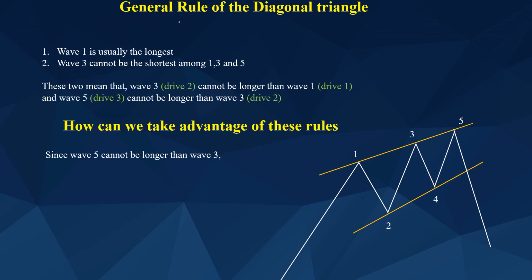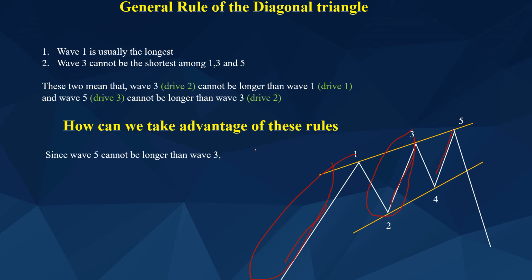So now, general rules of the diagonal triangle. Here, I'm not looking at the whole rules. There are a lot of rules, but we are going to use only two of them to our advantage. So one, wave 1 is usually the longest. And two, wave 3 cannot be shorter than wave 1, 2. Wave 3 cannot be the shortest among wave 1, 2, and 3. And we are already saying that this is the longest.